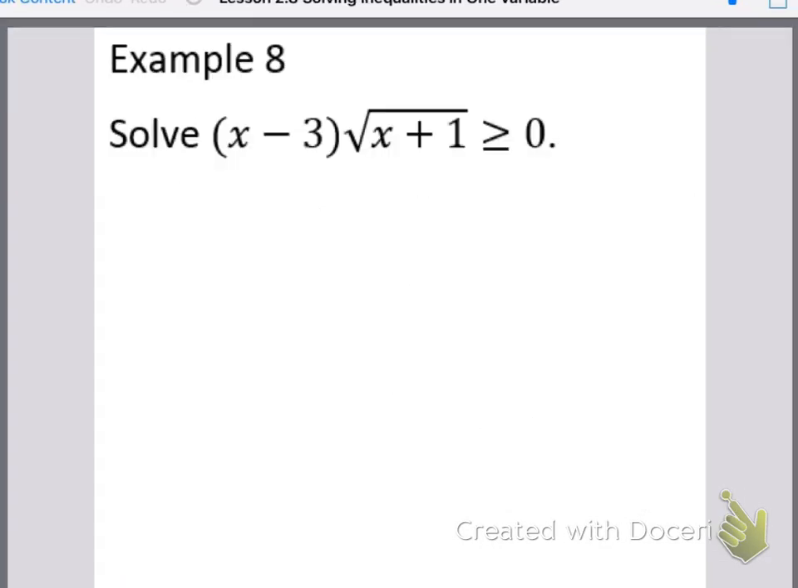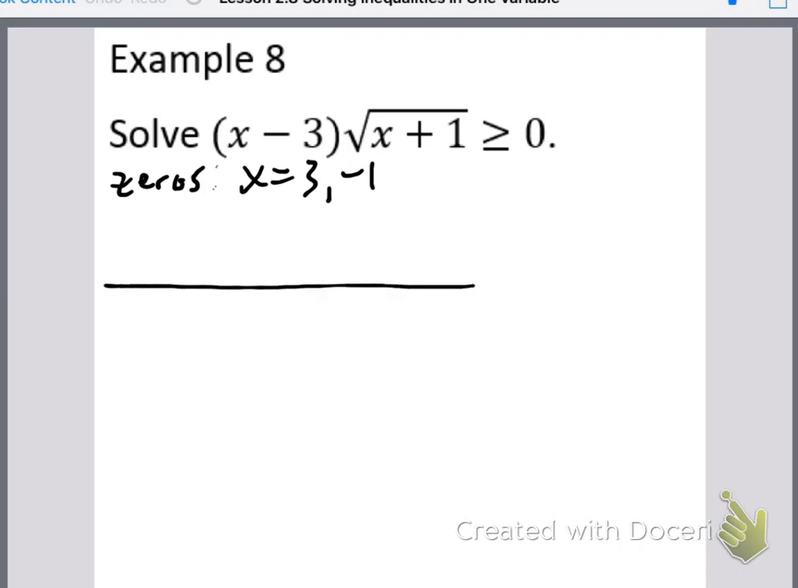Next, well, now we have a radical involved. So what are our zeros? Our zeros are x equals 3 and -1, right? So now we have to look at this too. We make our sign chart. So here's -1, here's 3.